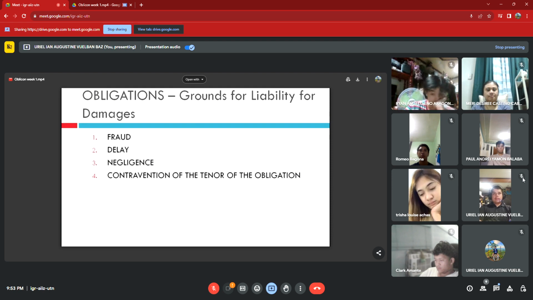Now, Article 1170 talks about the grounds for liability for damages. In all these 4 cases, the parties will be liable for damages. When there is fraud, when there is delay, for example, you agreed to perform the obligation tomorrow, but the other party, the obligor debtor there, failed to perform his or her obligation, it can give rise to damages.